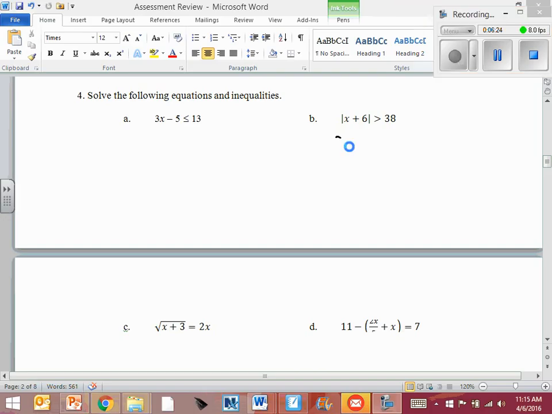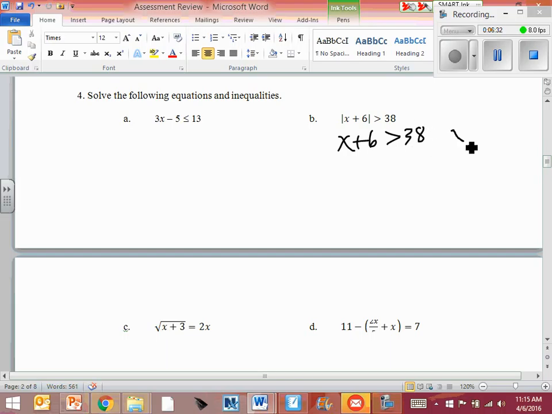Here comes x plus 6 is greater than 38. x plus 6 and at negative 38. And you have to switch it. Some people only did it once.